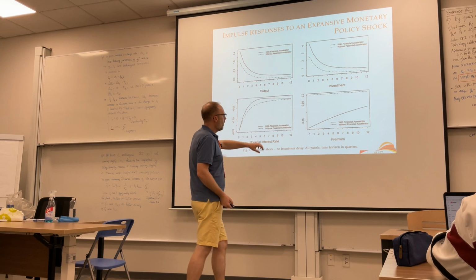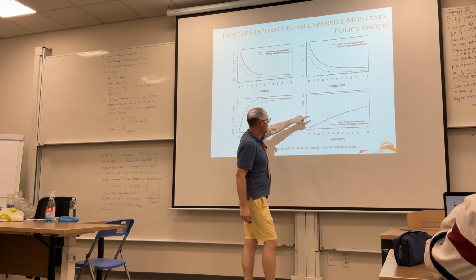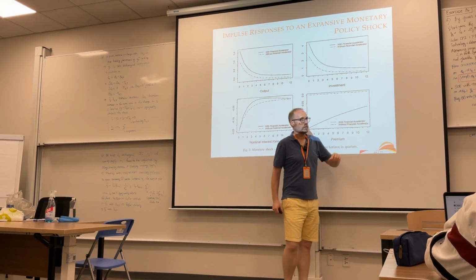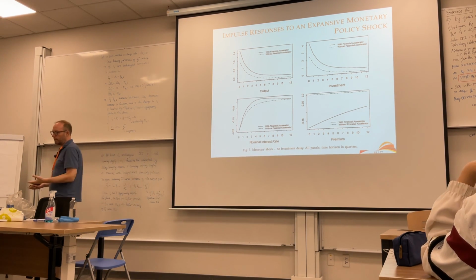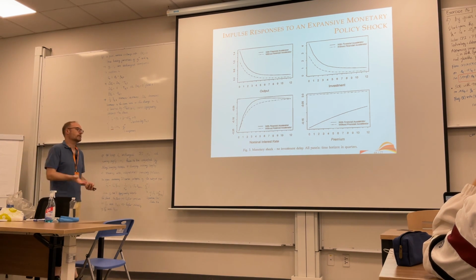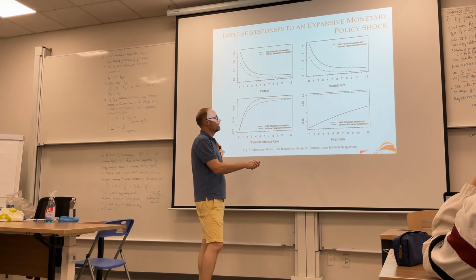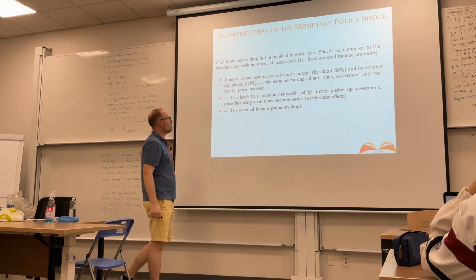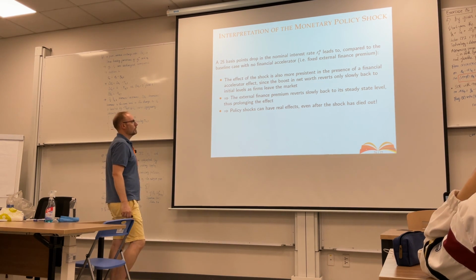Investment is still elevated. Why? Because this premium is still significant. It's only lost about half of its change. The reason it takes so long to go back down is that it's a premium that depends on our net worth. The higher our net worth, the lower this premium. So with our net worth being higher, being sticky or sluggish, since it's been accumulated, it gives us a prolonged effect of the external finance premium.